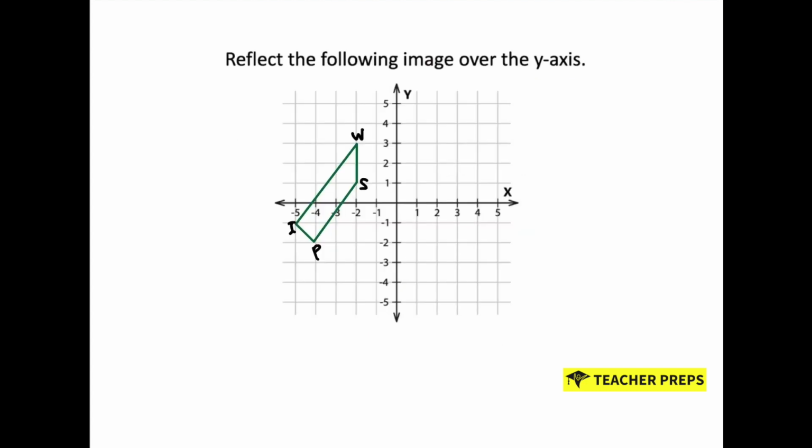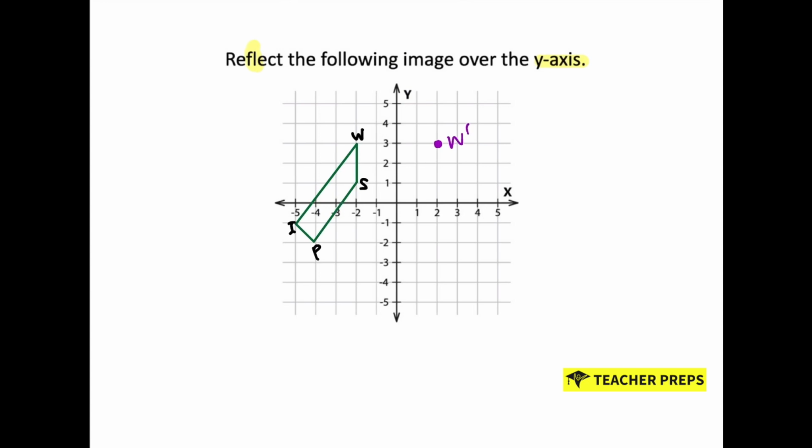Here's an example of a reflection problem. It says to reflect the following image over the y-axis. That's extremely important because that's what's going to tell us what to flip over. To find the new points, we're going to count how far away we are from the y-axis from each point. W is 2 units away from the y-axis. So we're going to move 2 units in the other direction on the other side of the y-axis. And now we have W prime.